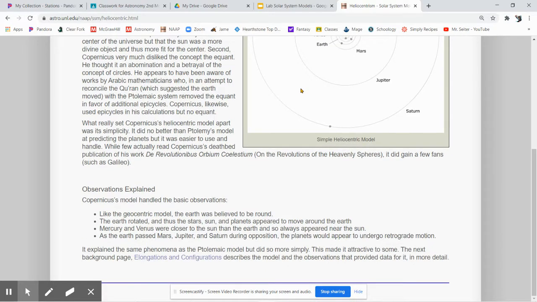So observations explained. Copernicus's model handled the basic observations. Like the geocentric model, the Earth was believed to be round. The Earth rotated. Thus, the stars, sun, and planets appeared to move around the Earth. Mercury and Venus were closer to the sun than the Earth, and so always appear near the sun. As the Earth passed Mars, Jupiter, and Saturn during opposition, the planets would appear to undergo retrograde motion. It explained the same phenomenon as the Ptolemaic model did, but so much more simply. This made it attractive to some. The next background page, Elongations and Configurations, describes the models and the observations that provide data.